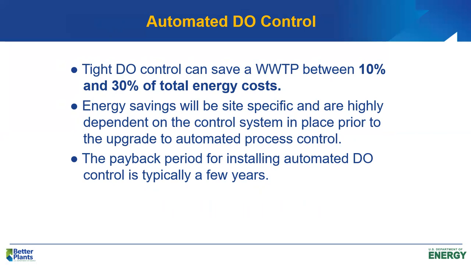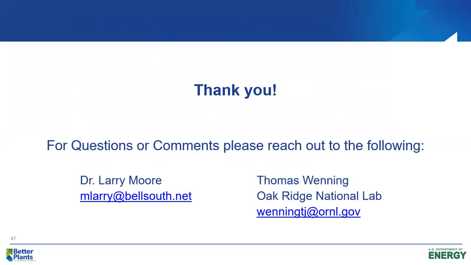Obviously, the energy savings is going to depend upon the conditions at a particular wastewater treatment plant, because elevation is important, the type of aeration equipment that we have, and other factors will control it. But typically, if we put in an automated DO control system, we can save 10 to 30% on our energy costs. So our payback typically will be in a matter of 2 or 3 years. So that's a brief run through of aeration systems.